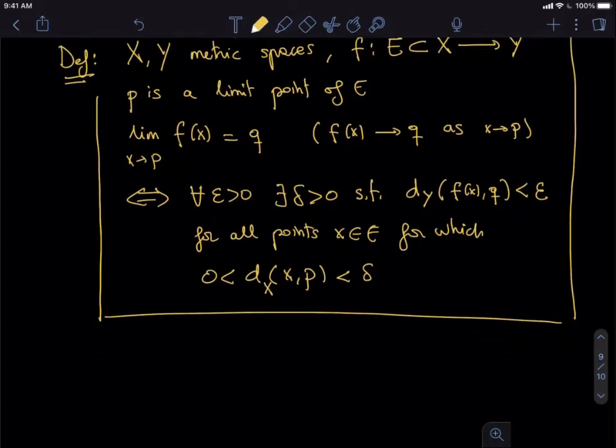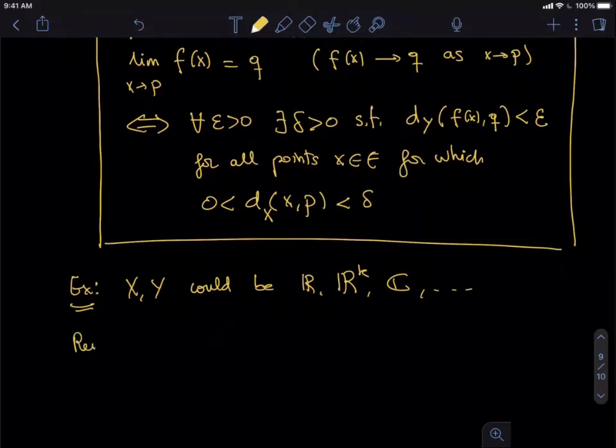So as I was saying, some examples could be that X and Y could be the real numbers, they could be R^k, the complex numbers, any of the metric spaces we have already seen. And in those cases, the distances d_X, d_Y will be the corresponding distance: the absolute value, the modulus, the square root of the sums of the squares, and so on. We have seen so many.